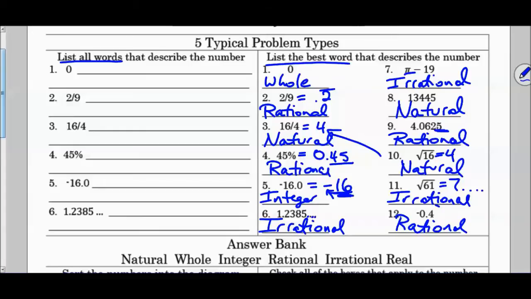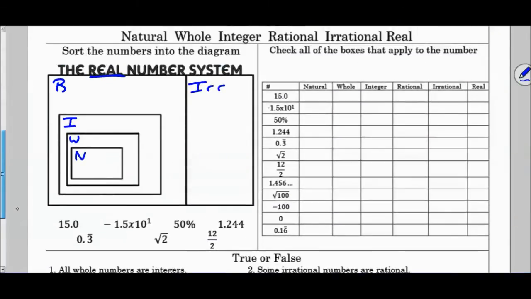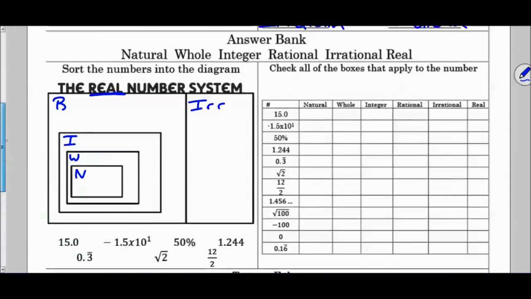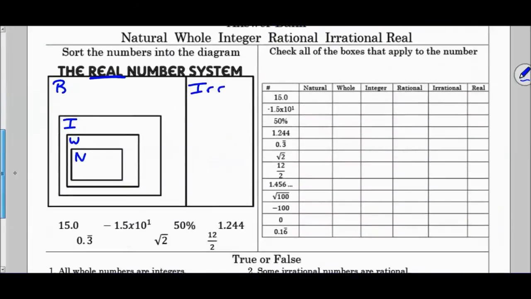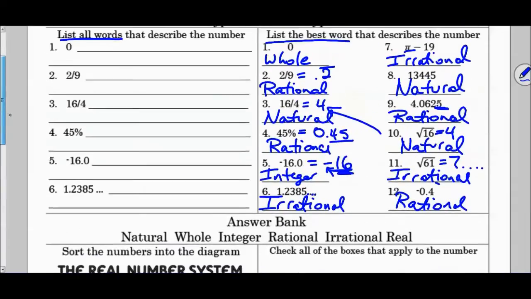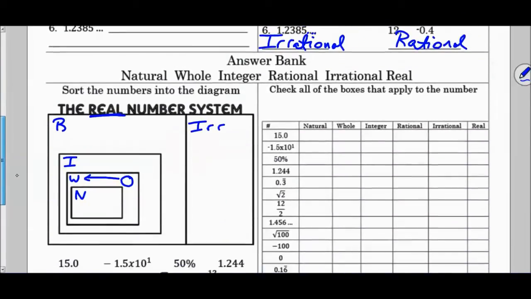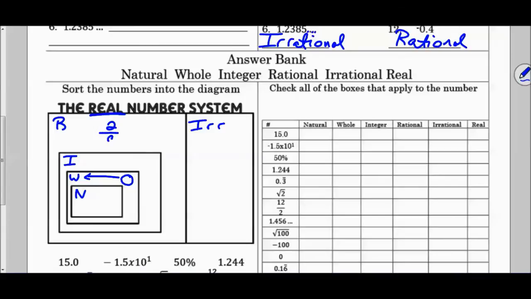Alright, so each of these is the best word that we have to describe it. It's the smallest group, the smallest subset that it will fit into. When we're talking about that section, we're really saying, where does that number fit in? So let's just deal with a couple of these. 0, that first one, fits into this group the best. That is a whole number. That's the best word to describe that. The next one, 2 divided by 9 is 0.2 repeated. That's a rational number. That's the best word to describe it. It's the group that it would fit in this diagram.